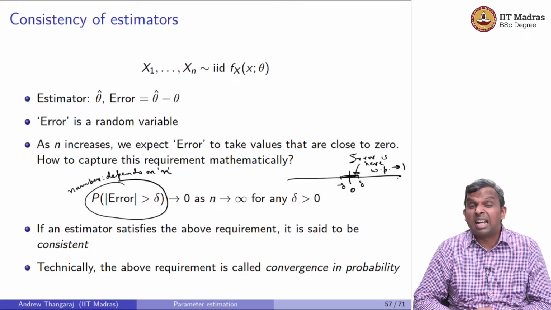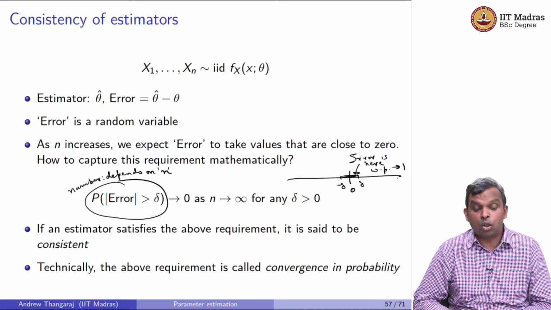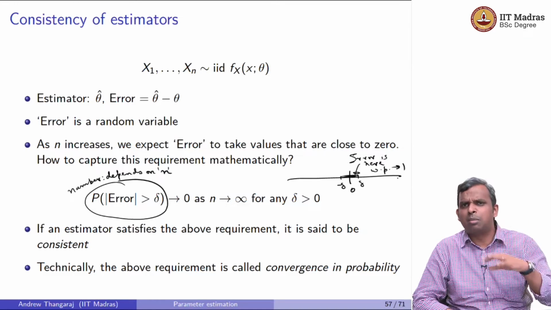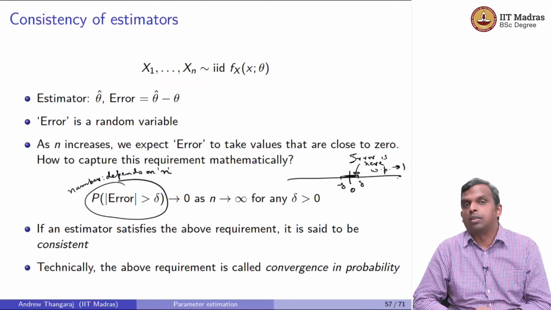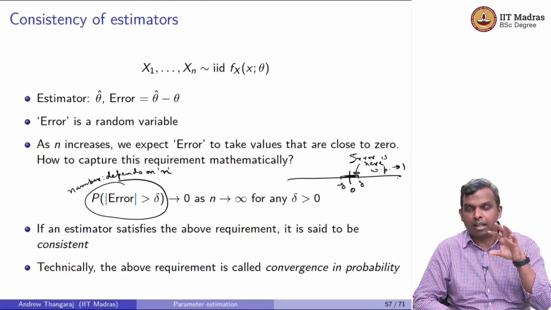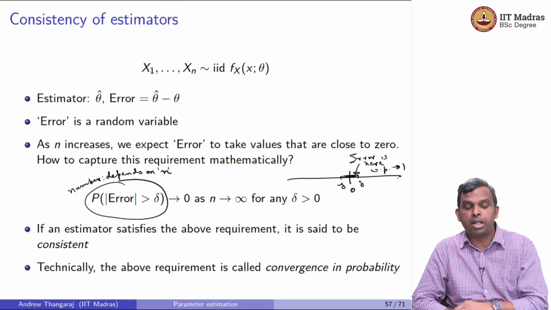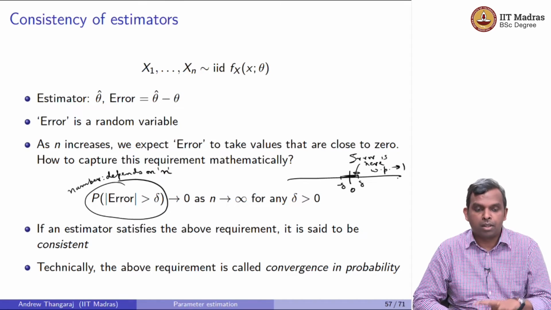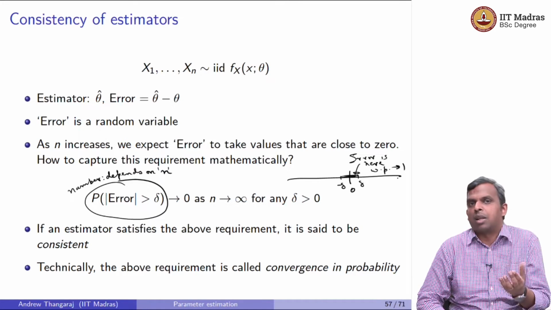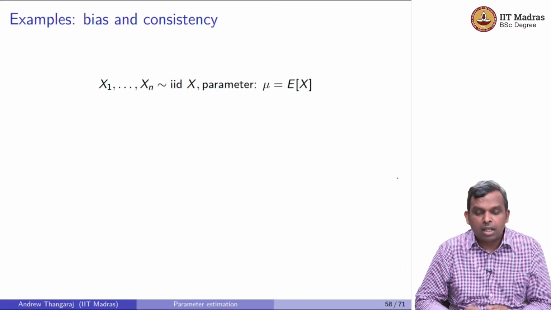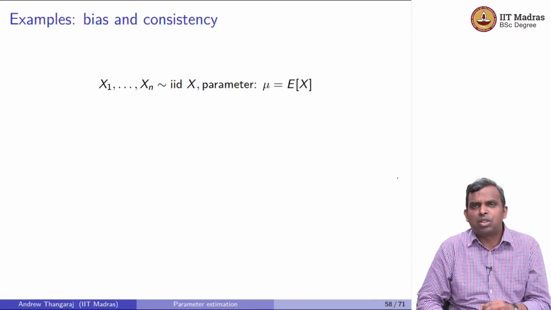This word consistent is used in this context. This requirement also has a technical name in probability. It's called convergence in probability. This is something that you'll see in many statistics textbooks. So if they say the error is converging to 0 in probability, they mean this. So consistency of an estimator, in terms of the error converging to 0 in probability, is a nice requirement to have.